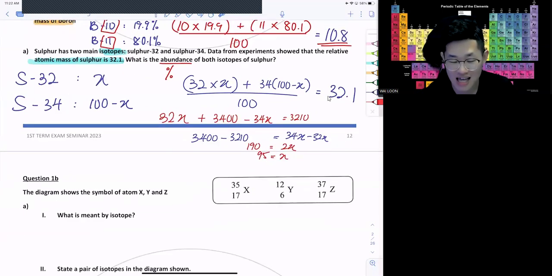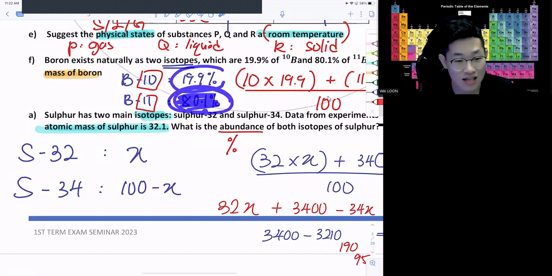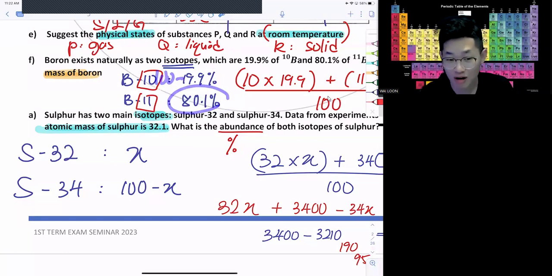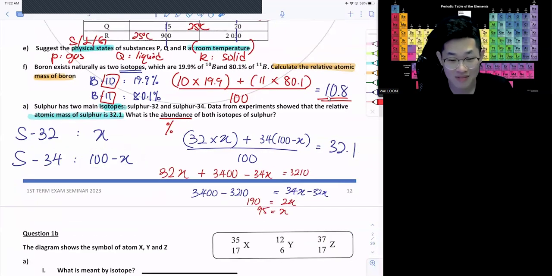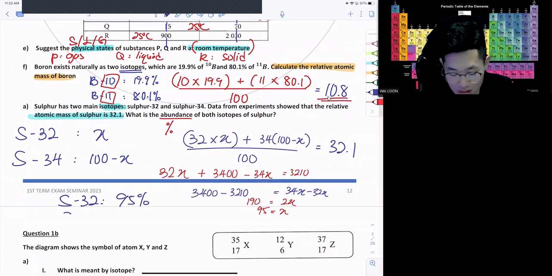Why 100 minus x? Because you see, the percentage must total 100%, right? Like this one, if I show you the value here is 19.9 already, how to find the percentage of the other one? 100 minus 19.9, you get 80.1, right? So that's why we do 100 minus x. So x is equal to 35. So that means sulfur 32 is 95%, while sulfur 34 is 5%.